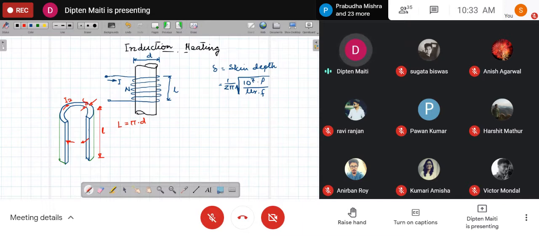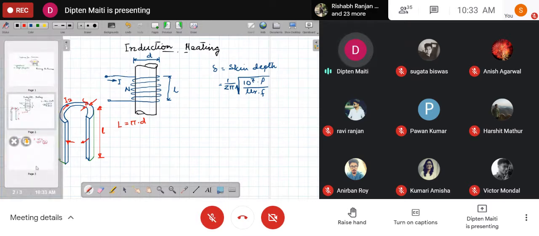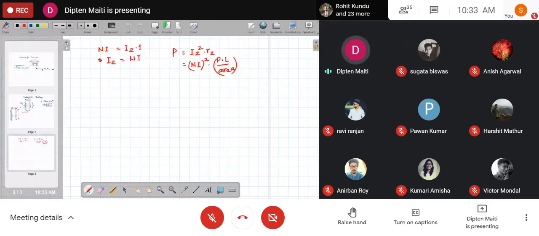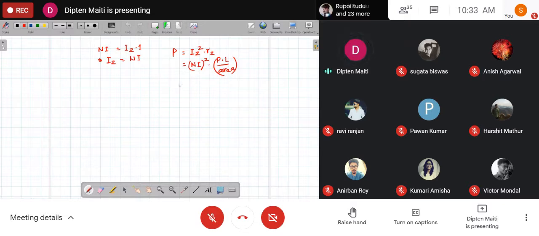The cross section area through which the current is passing is the rectangle, one side of which is delta and the other side is the length small l. The length of the path traversed by the eddy current is capital L, which equals pi into d. So the heat produced is n square into I square into rho, with L equal to pi into d, divided by the area, which equals delta into L.